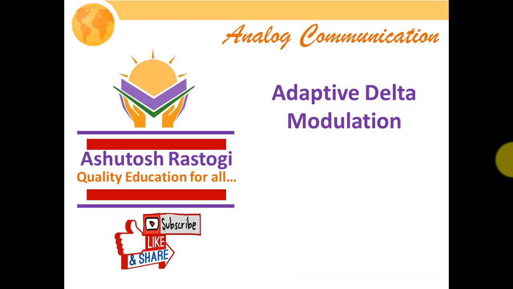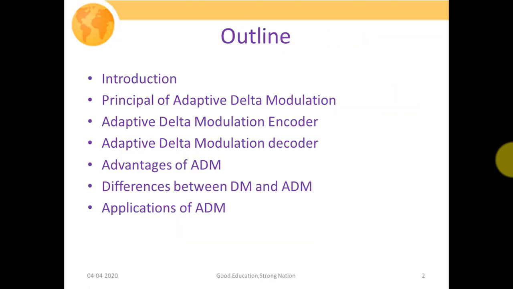Anyways, today in this particular lecture, we are going to discuss adaptive delta modulation. These are the outlines. We'll start with the introduction, where we discuss whatever we have learned in earlier lectures, such as delta modulation and the various errors associated with delta modulation. Then we will give a brief idea of why we actually need adaptive delta modulation.